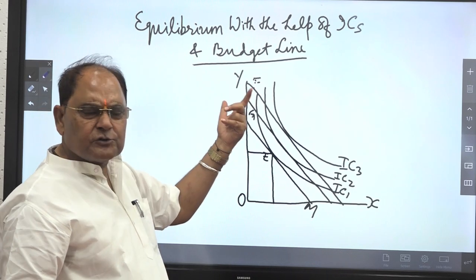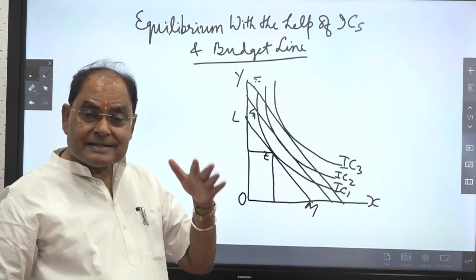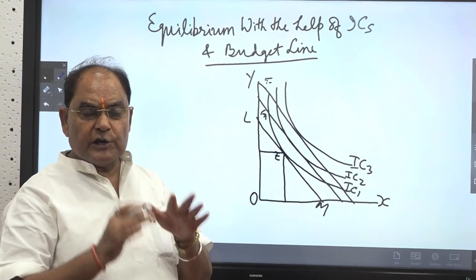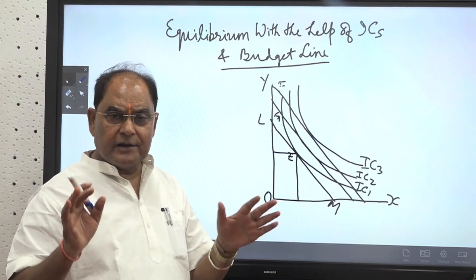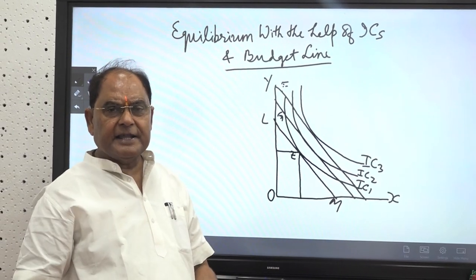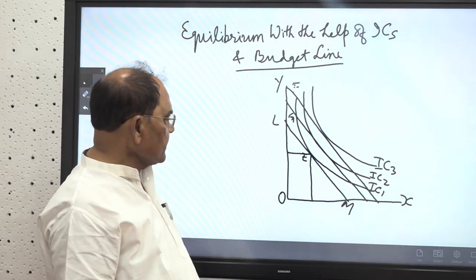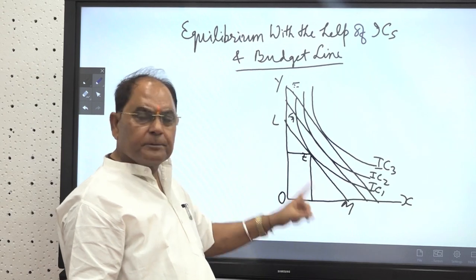Equilibrium is being established, no two opinions about it. But this will be unstable equilibrium. This equilibrium will not last for a longer period of time. So in order that the equilibrium stays for a longer period of time, these two conditions should be satisfied.